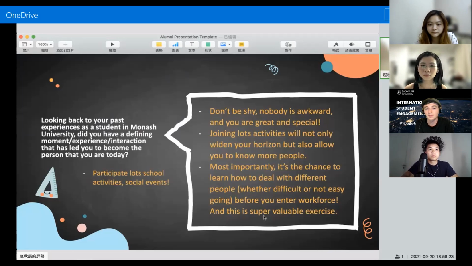Once you enter the workforce, you're going to meet difficult people who are not easygoing, people who love work politics, all kinds. If you are in sales, you might meet really difficult customers to handle. If you have already met some of those while you were in university, it's the best time to exercise how you respond and how you deal with them. So be active, and join as many activities and social events as possible while you're in university.